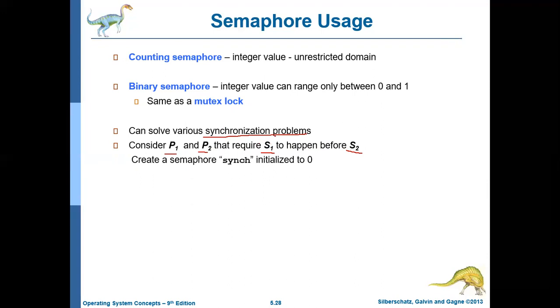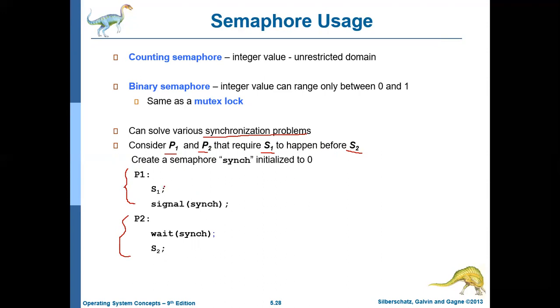Only after S1 gets executed, S2 should be executed. So this can be ensured using semaphores. So here is an example. This is the part of process P1, and this is the part of process P2. Two different processes.